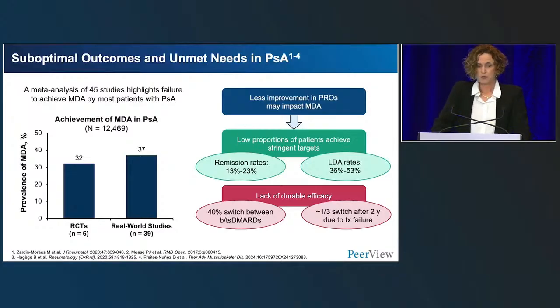Going back to suboptimal outcomes in psoriatic arthritis, most of the patients, in fact, don't meet the minimal disease activity state in PsA, despite the availability of many classes and modes of action. So this is true for clinical trials as well as data from cohorts, real-world data. Only about a third of the patients are able to achieve these targets. So most patients, in fact, don't meet these treatment targets.